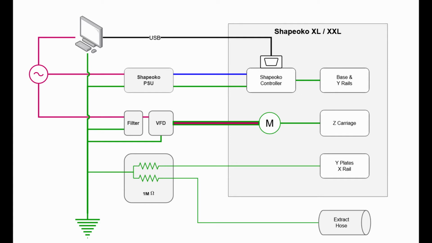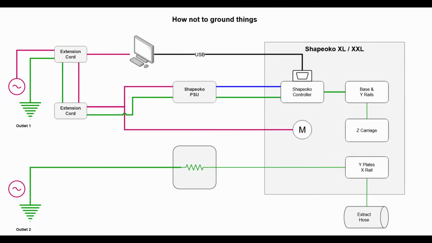If you have the VFD driven spindle instead of the router, then you'll only need to ground the extraction hose and the X rail. The idea of star grounding is that we choose one common point as the ground for our system, and we individually route all the ground connections back to this point. As an example of how not to do it, here we've got the computer, the Shapeoko, and the router on daisy-chained extension cords from one outlet, and we're taking our additional ground from another outlet. The Z carriage is grounded back to the Y rails, and the extract hose is daisy-chain grounded off the X rail. This is how you get ground loops and interference problems.